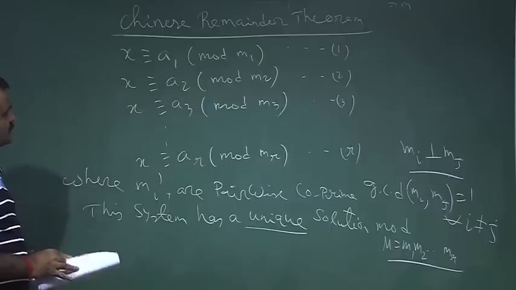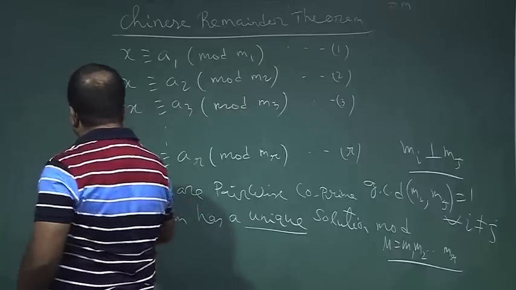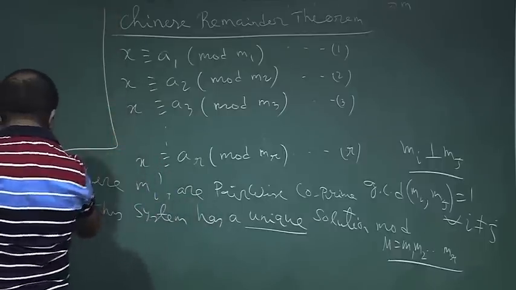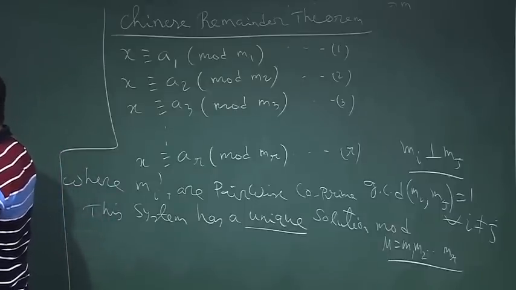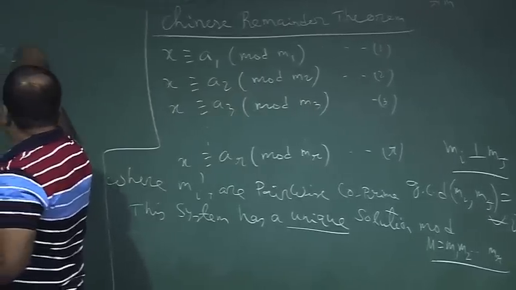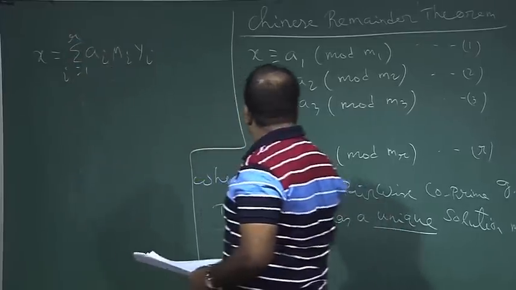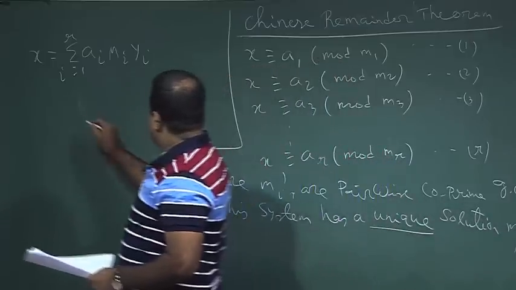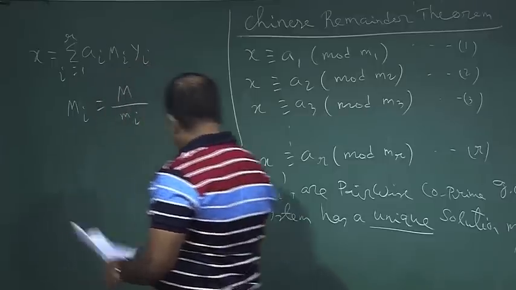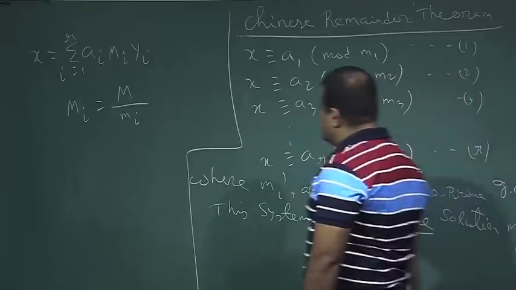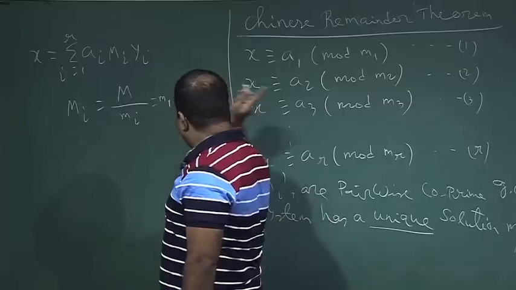Now the question is, what is the form of that solution? We will just write the form of this solution. That unique solution is basically x equal to the summation of a i M i y i, for i equal to 1 to r. So, a i we know, and what is M i? M i is basically capital M divided by small m i. Basically, in this product, the m i is missing. So, this is the product of all the other numbers.